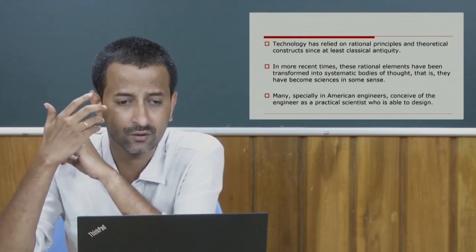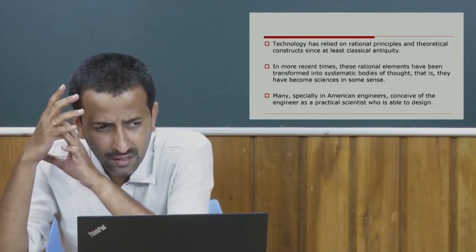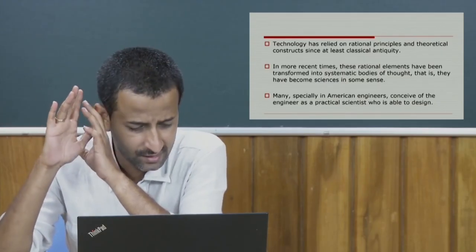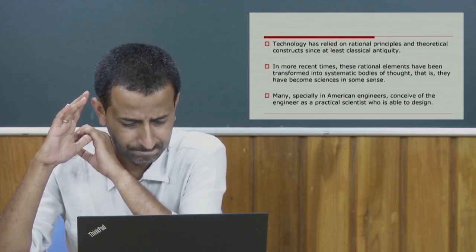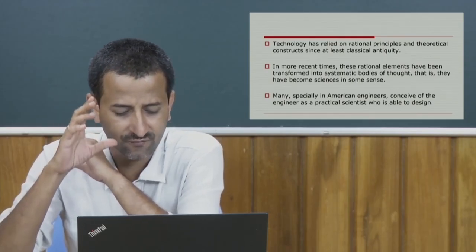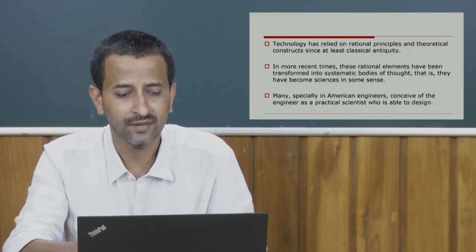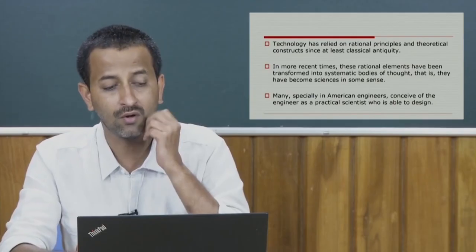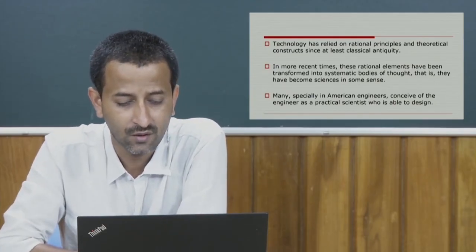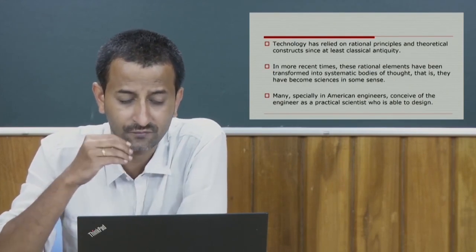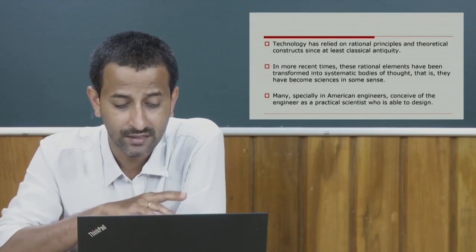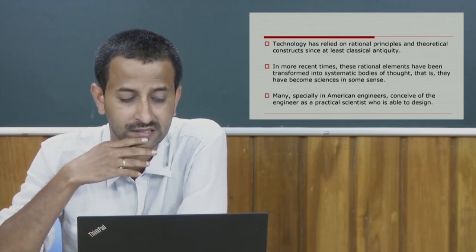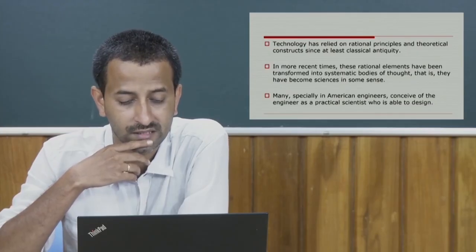Technology has relied on rational principles and theoretical constructs since at least classical antiquity. If we look at a complex whole capable of functioning as a working system of some sort, such systems are not confined to a particular medium, nor are they mechanically similar. Whatever the type of design, the use by engineers of the ability to design as a test of technological ability or creativity succeeds, because so much technological work requires combining elements into a working whole in order to reach some preconceived end.